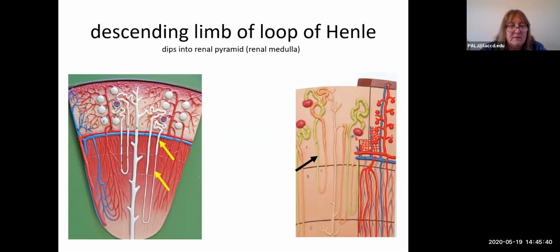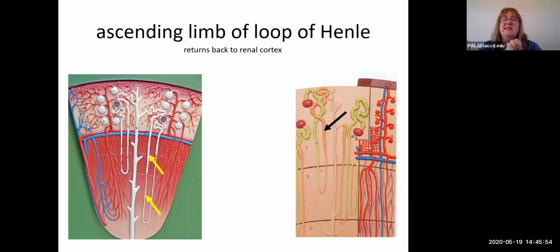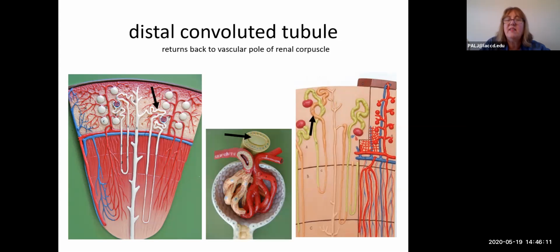And then at the deepest portion, way down there in the papilla of the renal pyramid, it then makes a U-turn and comes up as the ascending limb of the loop of Henle. And that is bringing whatever fluid is inside that tubule back up into the renal cortex, where now we have a very zigzaggy kind of tubule again, and that's called the distal convoluted tubule.